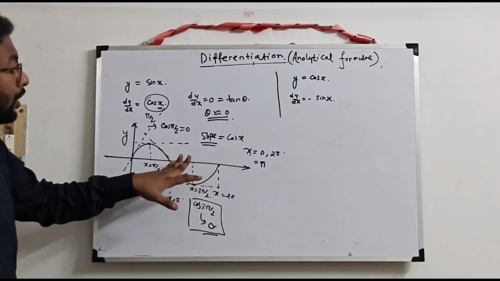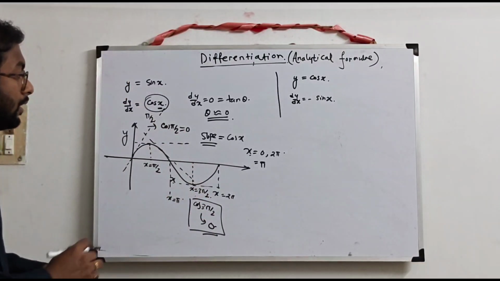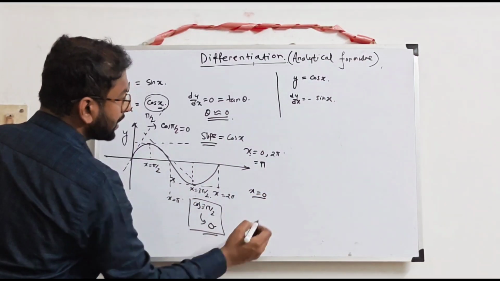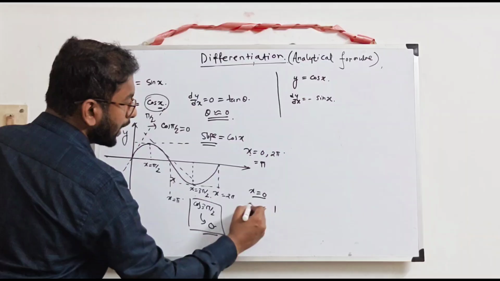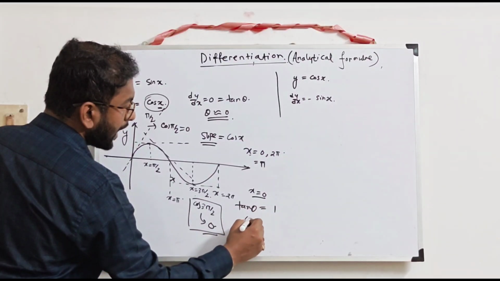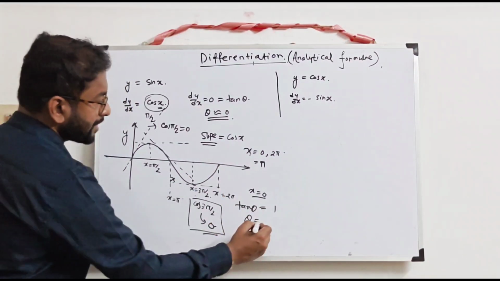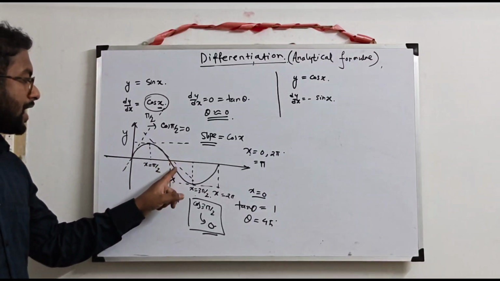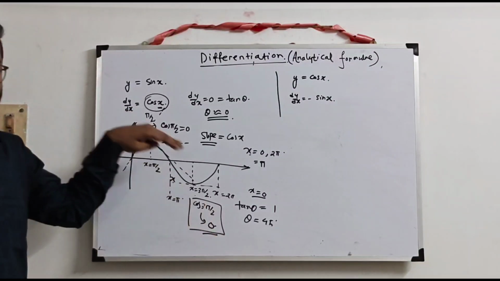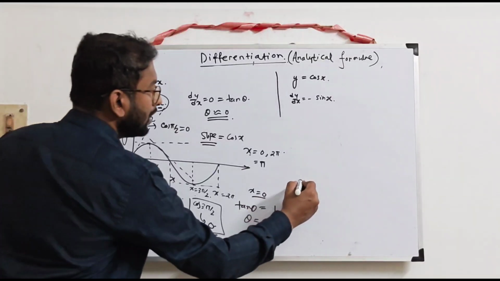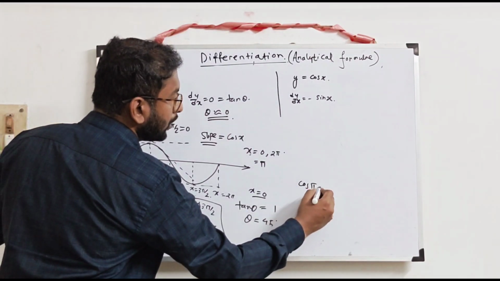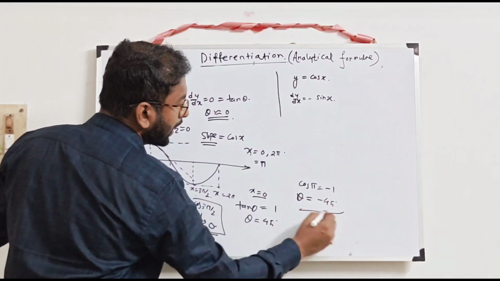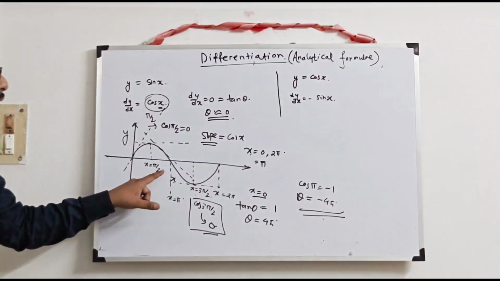So how much angle is your tangent making? At x equal to 0, if you draw one tangent, the slope is 1. That means the angle the tangent makes with the positive x-axis is 45 degrees. Similarly, at x equal to pi, what angle should the tangent make? Cos pi equals minus 1. That means it will make a minus 45 degree angle with the positive x-axis.